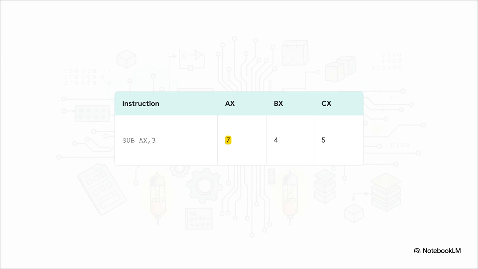And for our final step, the instruction is SUB AX, 3. The CPU takes the current value in AX, which is 10, subtracts 3, and stores the final result, 7, back into AX. And that's it. The program is done, and it's left the value 7 in our main register.